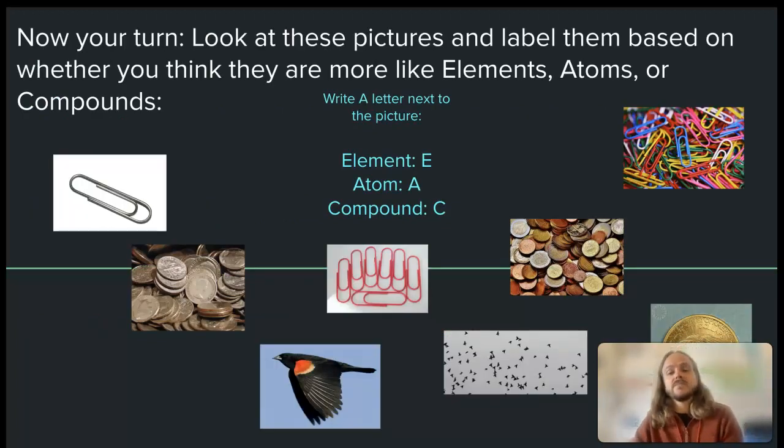Lastly, look at these pictures and label them based on whether you think they're more like elements, atoms, or compounds. Okay? If you think it's an element, put an E next to it. If you think it's an atom, put an A, put a compound, and a C. And when you're finished with that, show Mr. Murchie, and he can sign off, or you can start in the next thing.